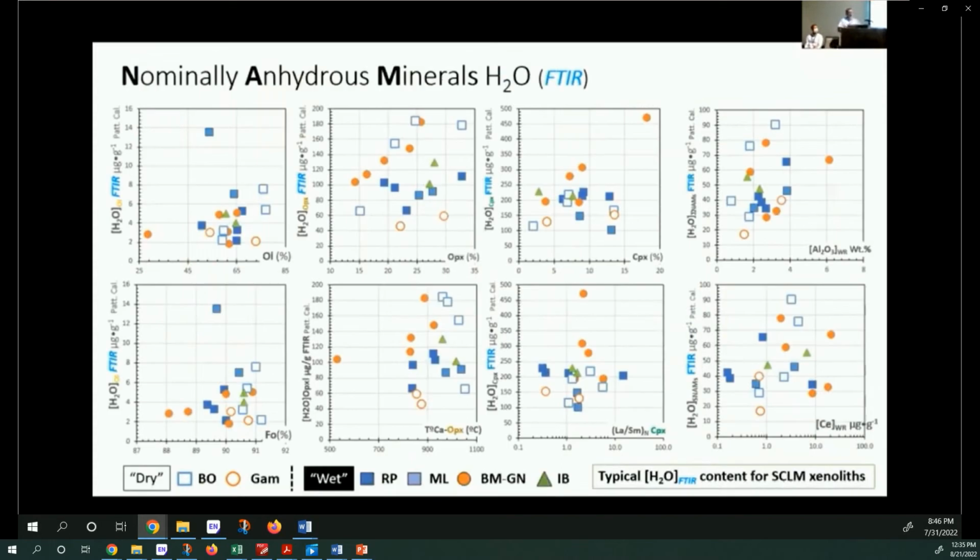So the analysis of the nominally anhydrous minerals by FTIR is basically giving you the same kind of distribution and water content that everybody has published in the last 20 years.